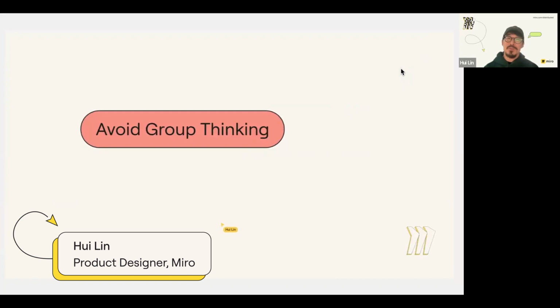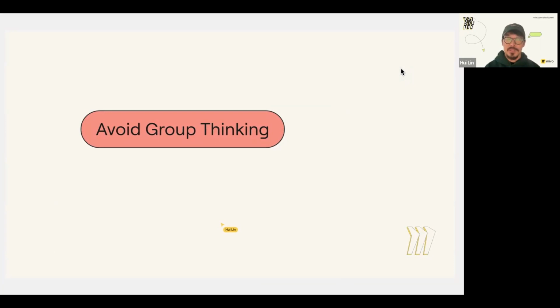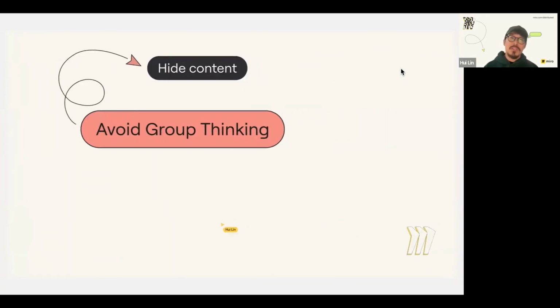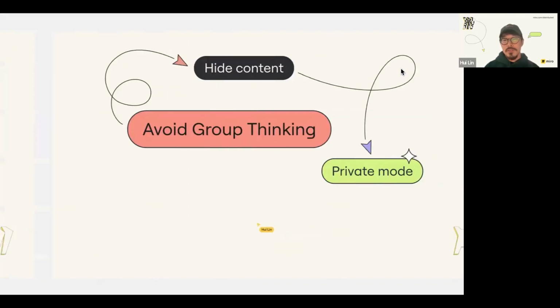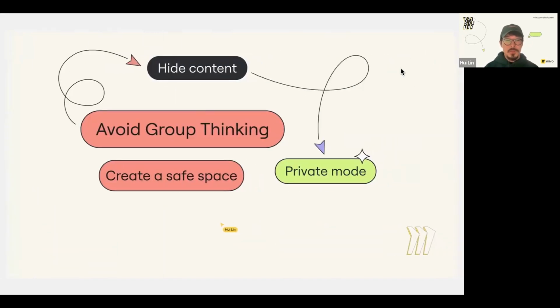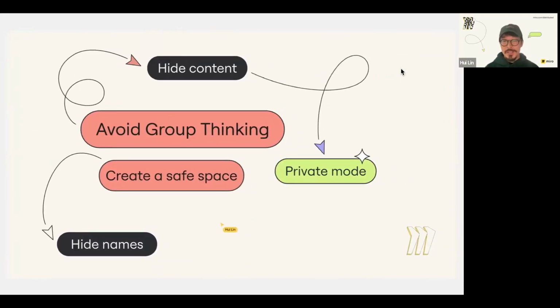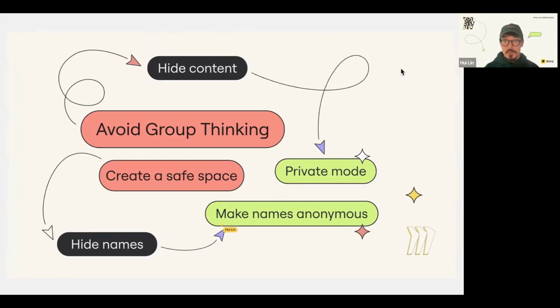Thank you, Bo. As Bo explained, during the research phase we identified a few key challenges from the user side. The most critical one for us to start with is to avoid groupthink. So right away, we were thinking, why not just hide individual content during the group session, which led us to build private mode. Meanwhile, we have a secondary user challenge, which is to create a safe space. Straightforwardly, we were thinking, why not just hide the names or identities, which helped us build a feature within private mode to make names anonymous.